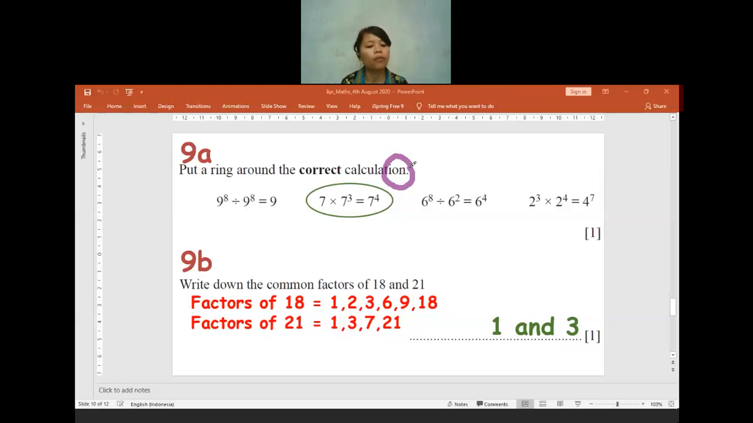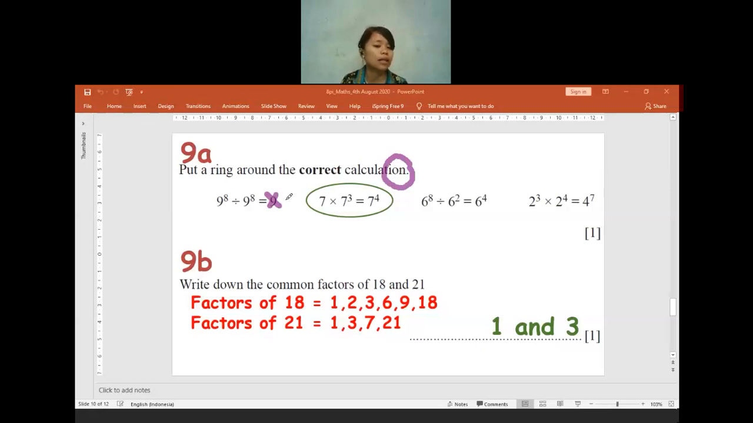Now 9 to the power of 8 divided by 9 to the power of 8, the answer is not 9. Anyone want to help me? What is the correct answer for 9 to the power of 8 divided by 9 to the power of 8? Hello? Is my voice gone or something? No, right? My voice is okay. So please, I'm not talking to my laptop. Please answer my question. You can type it in the chat box, or you can unmute yourself.